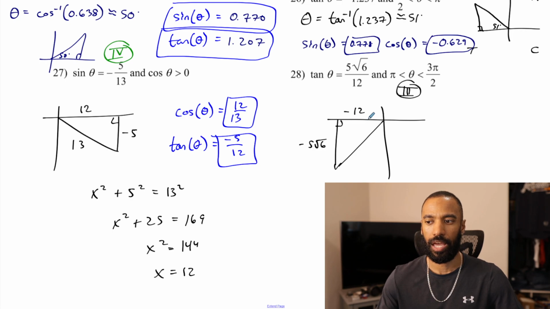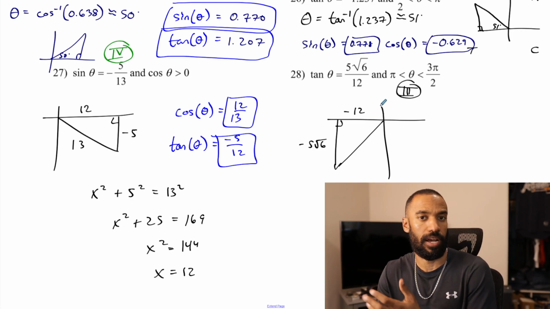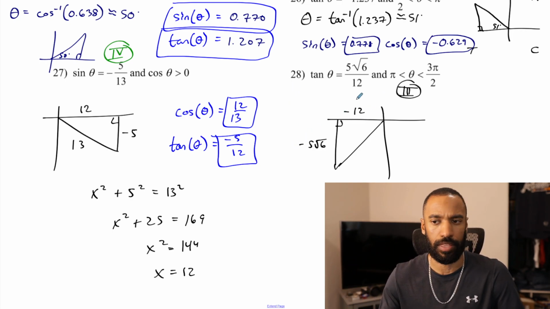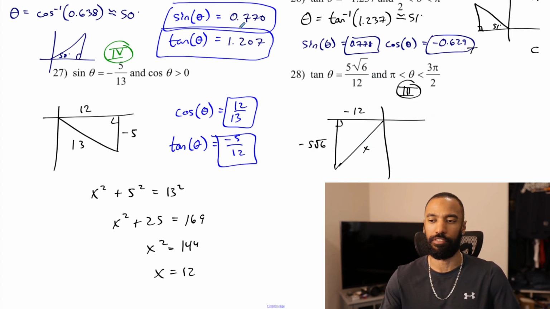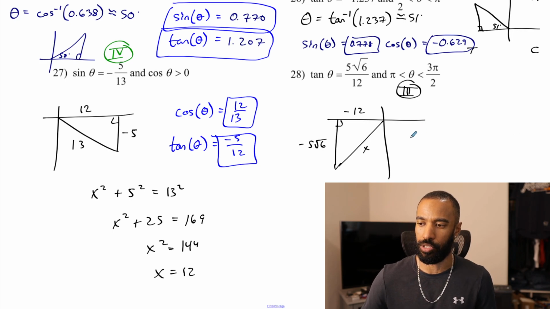Now, the important thing to remember is the 5 root 6 and the 12 are negative. We're going down and we're going left. Why does that make tangent positive? Because a negative over a negative is positive. I think we actually saw a couple of those. Now, sine and cosine both use hypotenuse, so we still have to find that. Let's use the Pythagorean theorem to determine those.